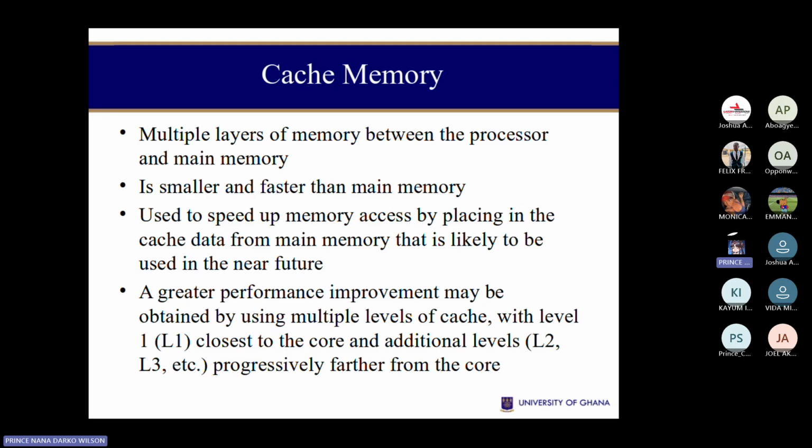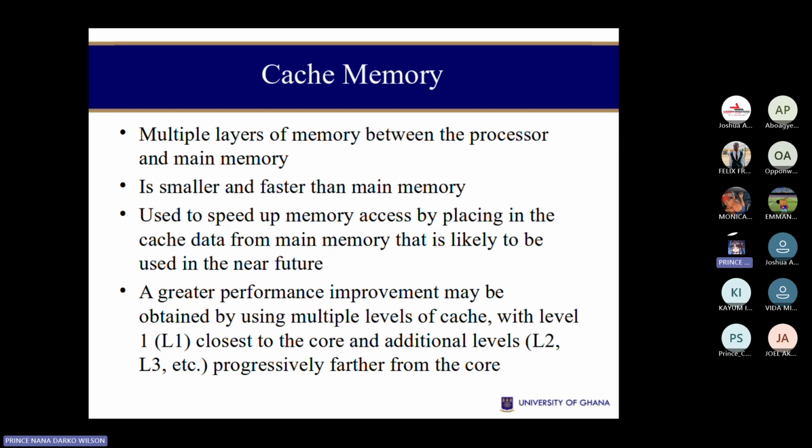So its job is to hold memory and data very close to the CPU, just like the registers. A greater performance improvement may be obtained by using multiple levels of cache, with level 1 closest to the core. So then there are different levels of cache. The smaller the number, the closer it is to the core. Level 1 cache are closest to the core of the computer.